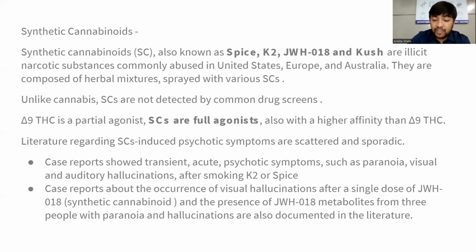And as previously discussed, we are trying to correlate the strength of the THC with the psychotic symptoms, right? So imagine this is a super strong agonist. So now, intuitively, you can think about how the incidence of psychotic symptoms will be more here. Now, coming to case reports, they show transient acute psychotic symptoms such as paranoia, visual and auditory hallucinations after smoking K2 or Spice. Case reports also are there about visual hallucinations after a single dose of JWH-018, which is a synthetic cannabinoid. So there are case reports, but no well-made studies.